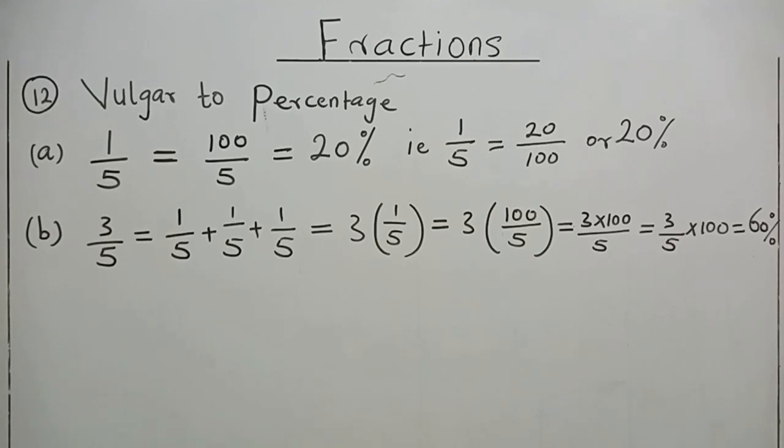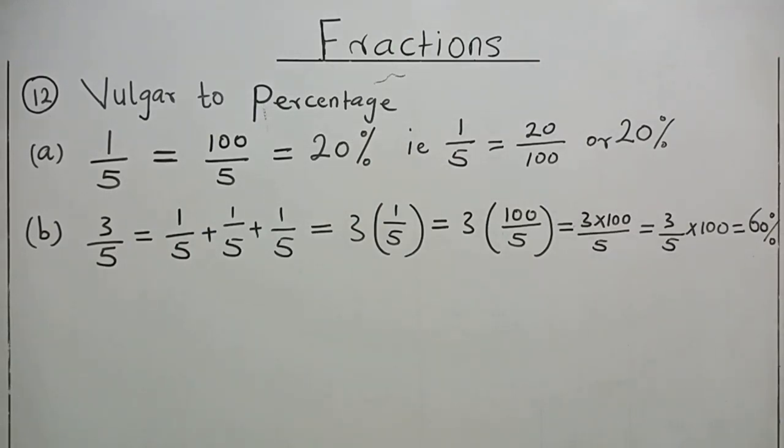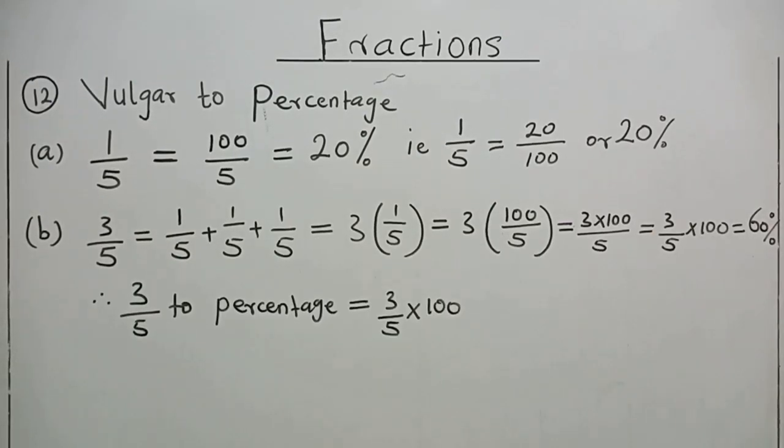And it is this that I intend to use to get a formula for converting vulgar to a percentage fraction. All right, referring to it, the implication is that this 3 over 5, when converted to a percentage, is equal to 3 over 5 times 100. Let me write that conclusion. And that is it. 3 over 5 to percentage is equal to 3 over 5 times 100. Before we make the final deduction, notice that 3 over 5 times 100 is also equal to 60. How? When 5 divides this 100, the answer is equal to 20. So 3 times 20 is equal to 60.